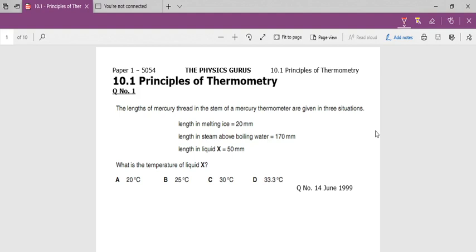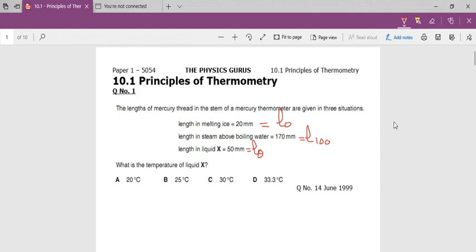The lengths of the mercury thread in the stem of a mercury thermometer are given in 3 situations. Now this one is the melting ice, so it is given in millimeters, and this value will be L0. And then this value is above boiling point, so this value will be represented by L100. And against this length, we are required to calculate the temperature.